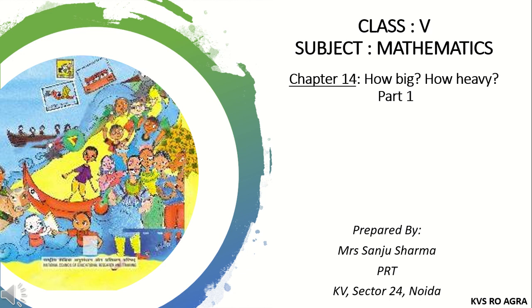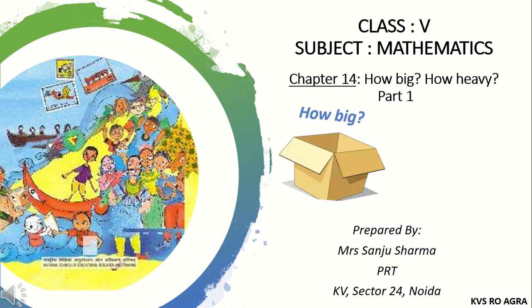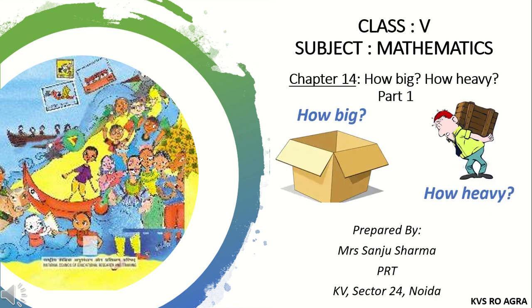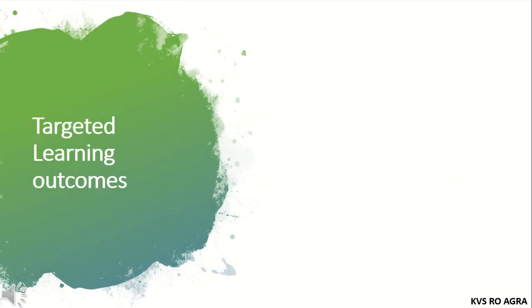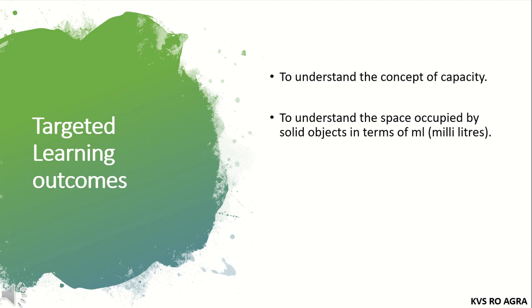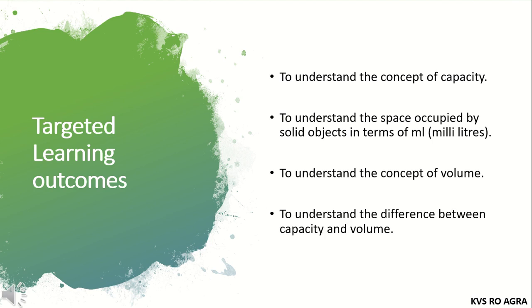In this video, I'll take you through the last chapter of Mathematics Book 5, that is, How Big, How Heavy, Part 1. Targeted learning outcomes are to understand the concept of capacity, to understand the space occupied by solid objects in terms of milliliters, to understand the concept of volume, and to understand the difference between capacity and volume.